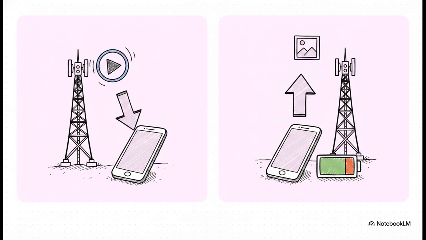For your downlink, like when you're streaming a video from the cell tower, LTE uses OFDMA. That's orthogonal frequency division multiple access. It's a mouthful, I know, but it basically allows multiple users to share the bandwidth super efficiently without stepping on each other's toes. But then, for the uplink, when your phone is sending, say, a photo back to the tower, it switches to SC-FDMA, or single carrier frequency division multiple access. Why? Well, this single carrier method is specifically designed to be way more power efficient, and that is exactly what saves your phone's battery life.